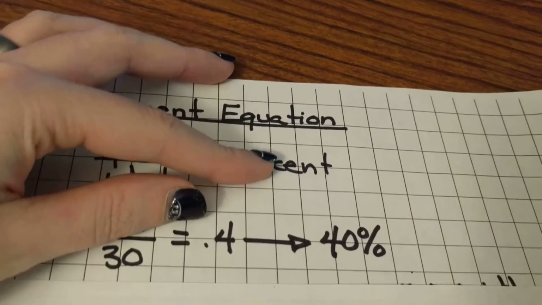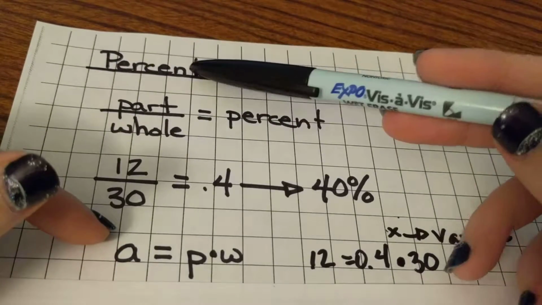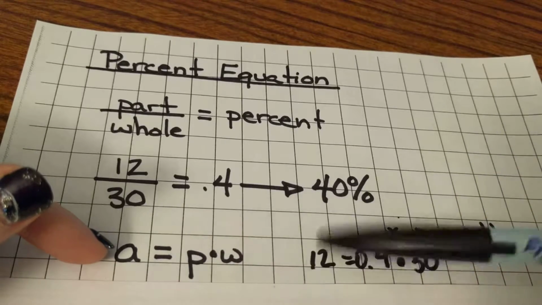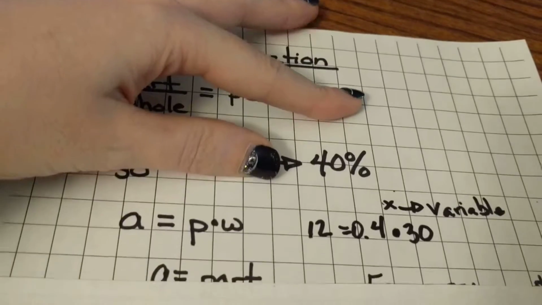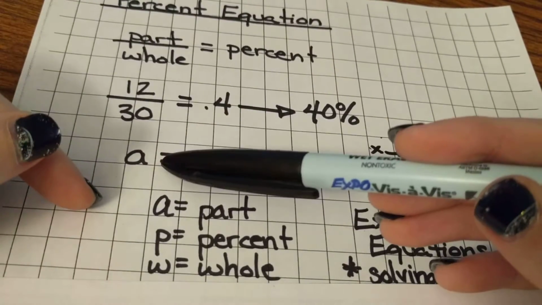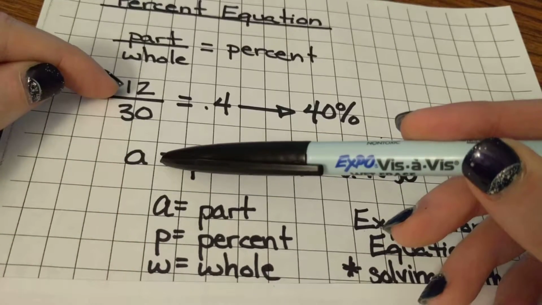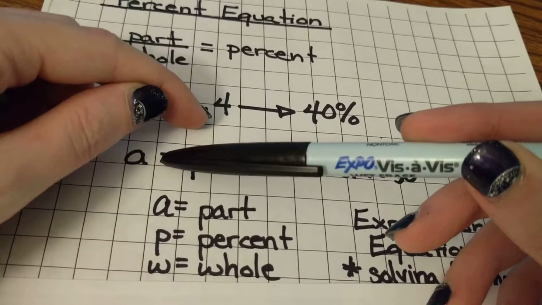So moving on. All right, the equation that we're working with in regards to percent is going to be A equals P times W. And if I had to explain that to you, A is going to be part. So A right here would be the 12 that you see up here. The percent is going to be what we see right here, this 0.4.